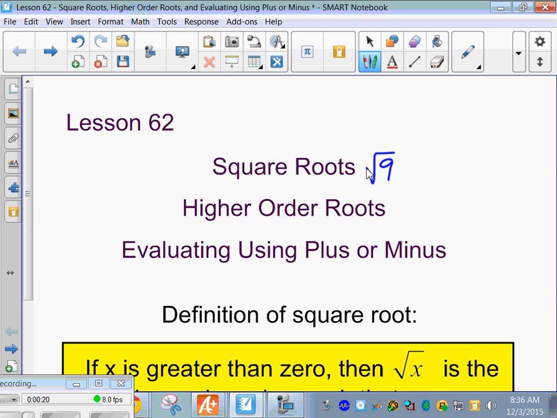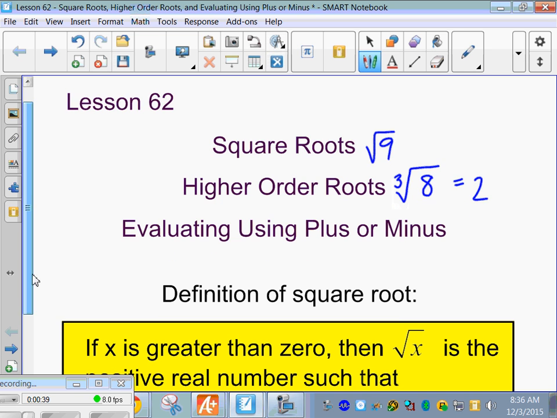Okay, higher order roots. Who can give me an example of a higher order root? Yeah, Andrew. 8. Nice. The cube root of 8 is 2. That's a higher order root. All right, and then evaluating with plus or minus. So we'll add and subtract them.